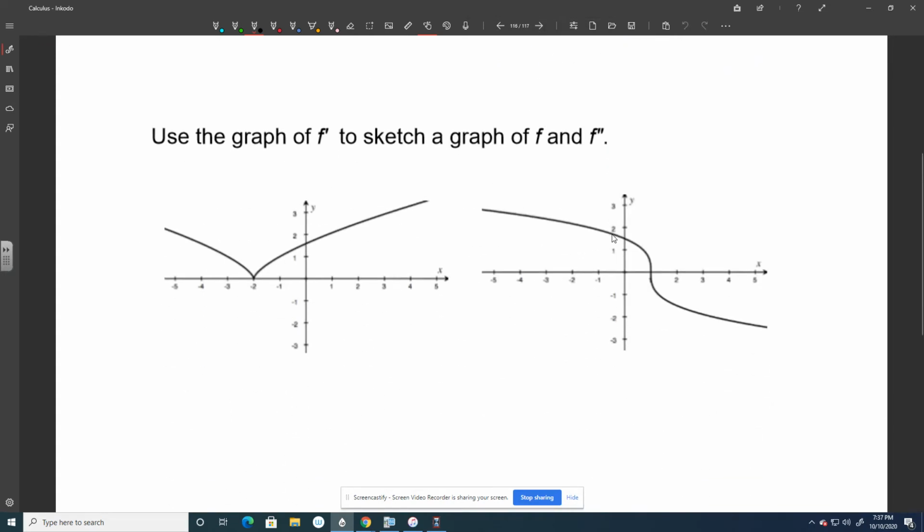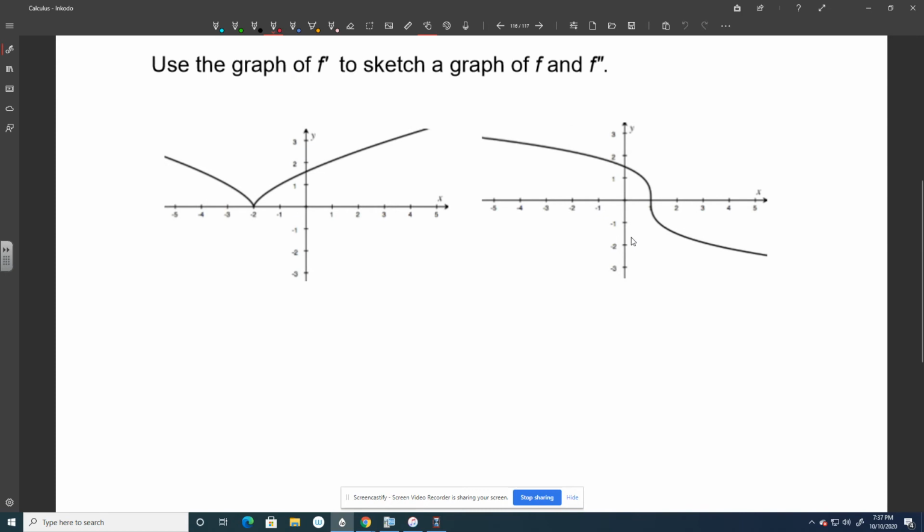So let's try a few more. Again, it's one of those that we're just going to have to keep practicing and practicing to get better. So here is my f prime. So let's start with, and again, if you want to do the second derivative, actually, maybe we'll do that first this time. Let's do f double prime first.